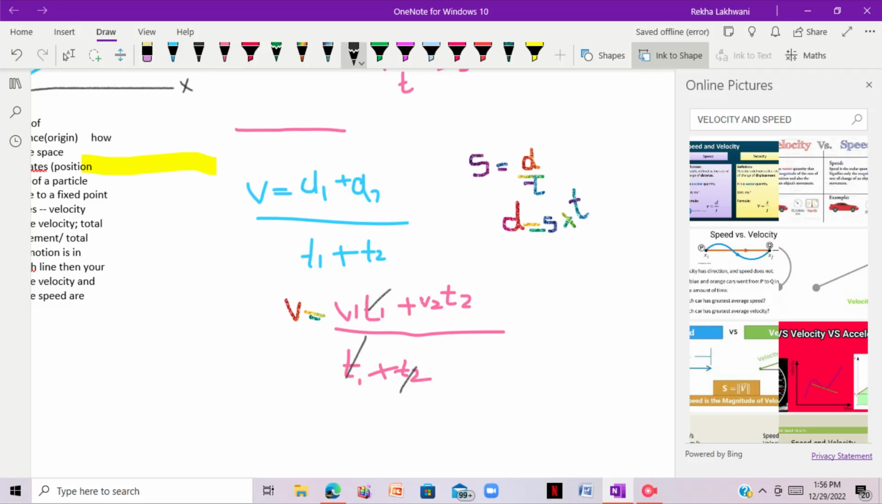So when you write over here, what was the condition? Time is the same. So it means t1 plus t2 is equal to t plus t, which is 2t. We will cancel this t with this t and this t. So what will be left? v1 plus v2 upon 2. So this is the formula when time is the same: v is equal to v1 plus v2 upon 2.